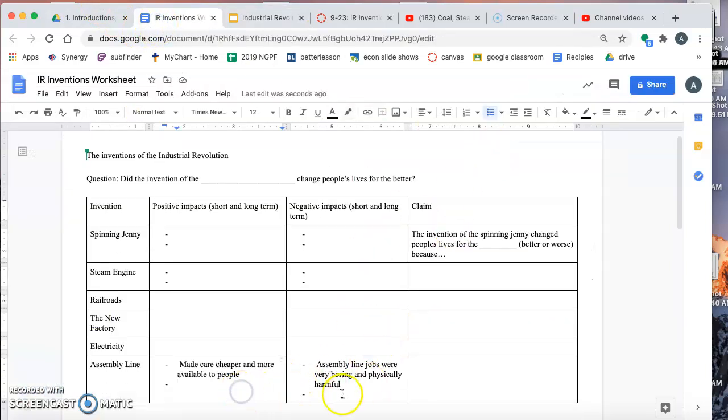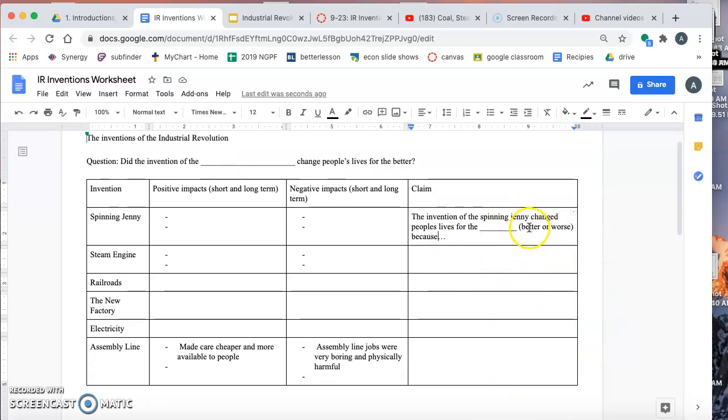So you'll come up with 2 for each, and then you'll come over here and for each one of these inventions, you will write a claim. So here's an example of what it should look like. The invention of the spinning jenny changed people's lives for the blank because, better or worse. So here, the invention of the assembly line changed people's lives for the blank because, and I want you to come up with 2 reasons, or at least one good reason for each one. And there is no right or wrong answer. So if you think it changed for the better, great. If you think it changed for the worse, great, as long as you include a good reason.